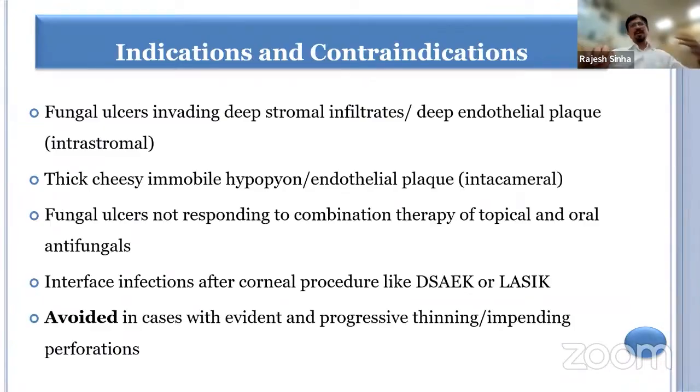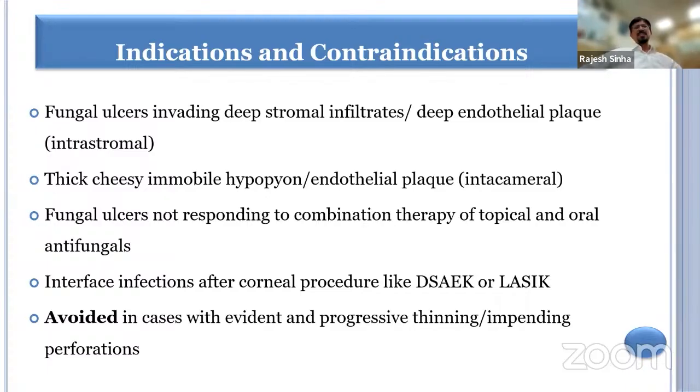So the indications can be fungal ulcers invading deep stromal infiltrates or deep endothelial plaque. Sometimes you have an ulcer which has a nice surface ulceration as well, and then goes deep, and it is a proven fungal. You can manage with topical and repeated debridements, etc. But there are certain fungal keratitis wherein you don't have any epithelial breach, you have deep infiltrates. In such cases, because of the poor penetration of the antifungal drugs, and because the superior surface is intact, the antifungals don't go very deep. So in such cases, intrastromal injections are very useful.